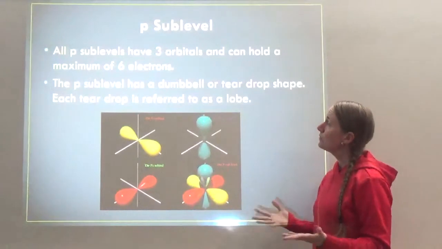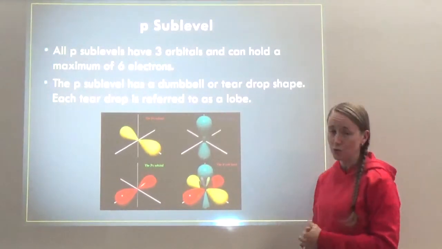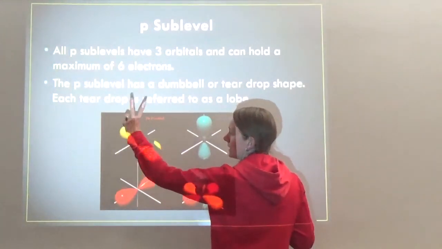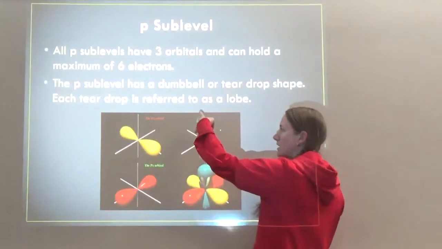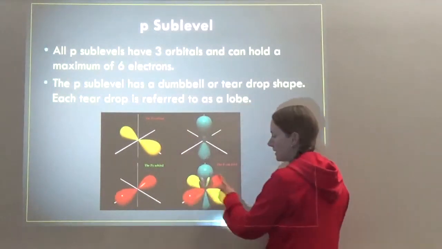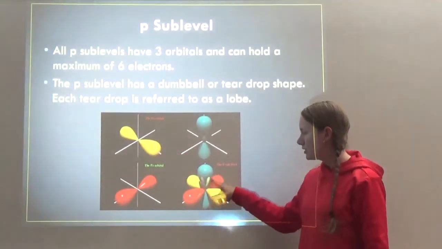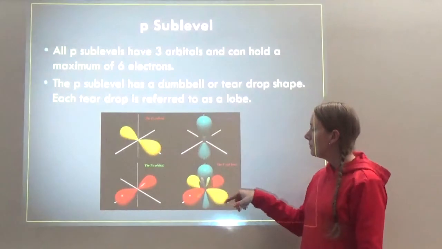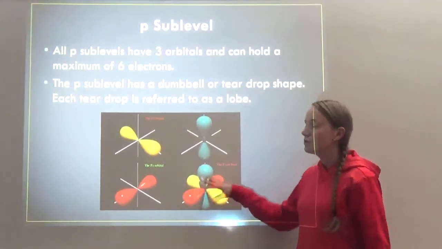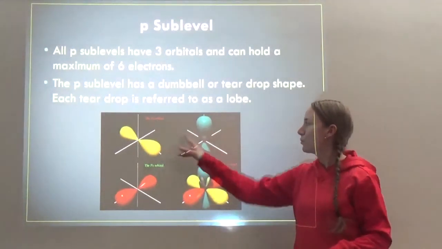The P sublevel has a dumbbell or teardrop shape. Each teardrop is referred to as a lobe. So each P orbital has 2 lobes. Okay, so this can hold 2 electrons. These 2 lobes can hold 2 electrons. This can hold 2 electrons, so it can hold a total of 6. And these all overlap each other, so it looks like this. But once they start getting complicated, like in the next couple of slides, I won't show them overlapped because otherwise it'll be overwhelming to look at. So I'll show them broken up like this.